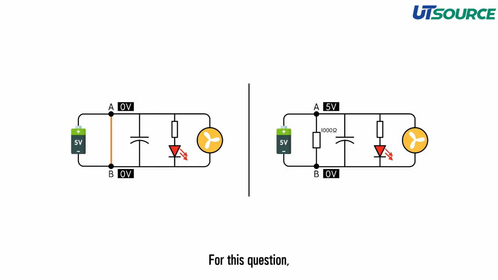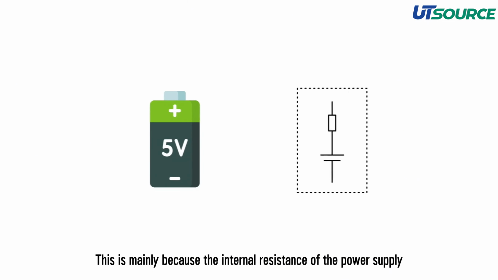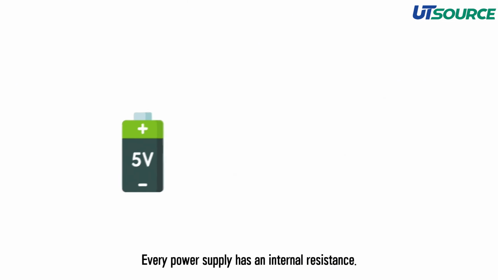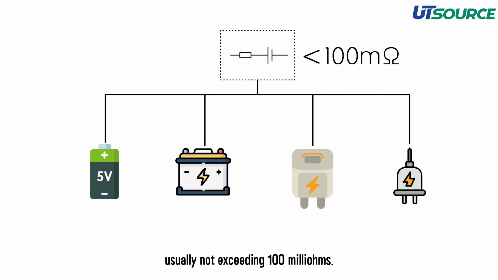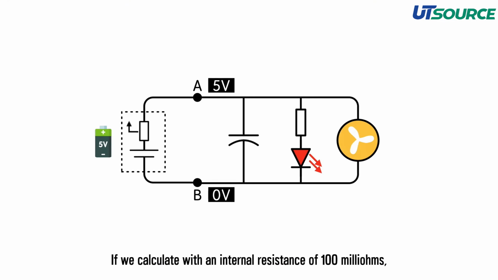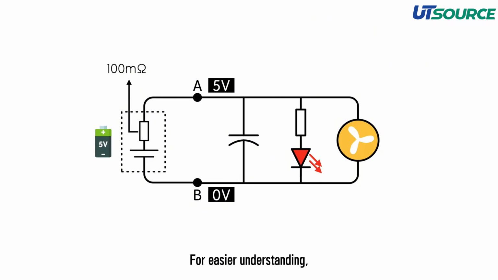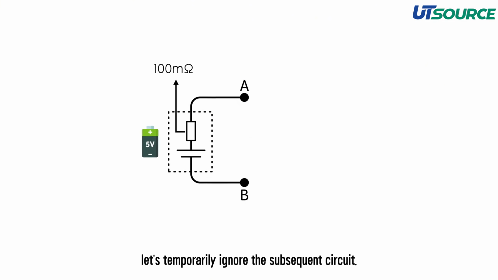For this question, many people are full of doubts. This is mainly because of the internal resistance of the power supply. Every power supply has an internal resistance. The internal resistance of a power supply is very small, usually not exceeding 100 milliohms. If we calculate with an internal resistance of 100 milliohms, for easier understanding, let's temporarily ignore the subsequent circuit.